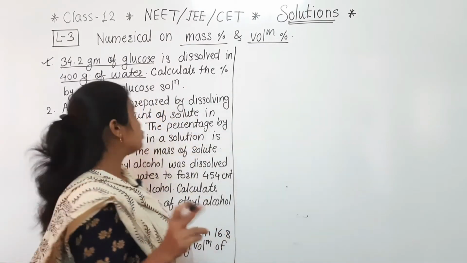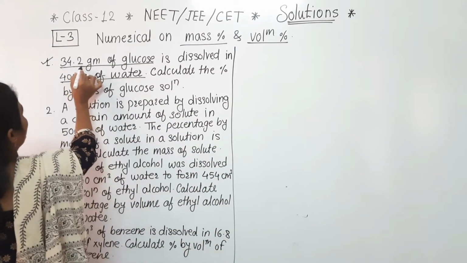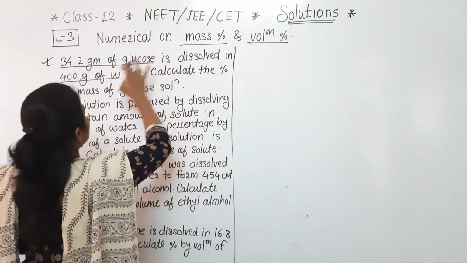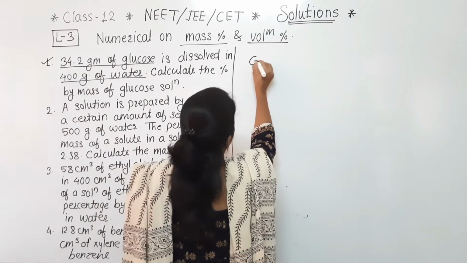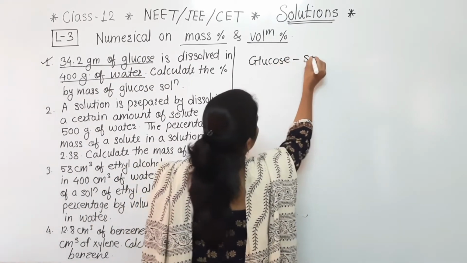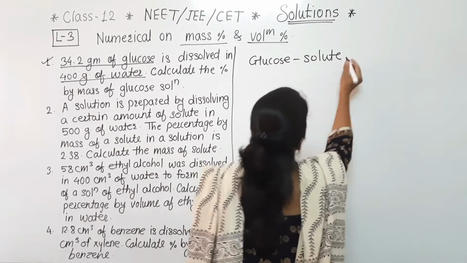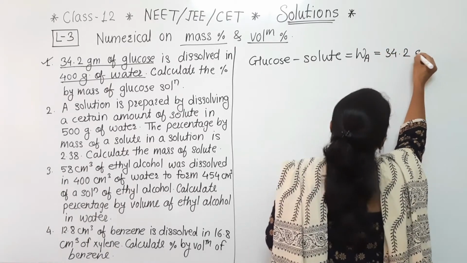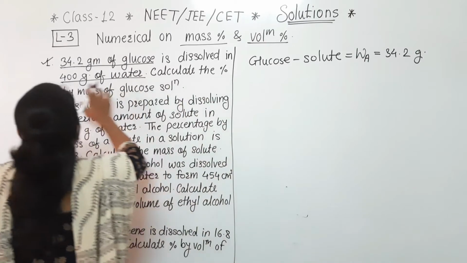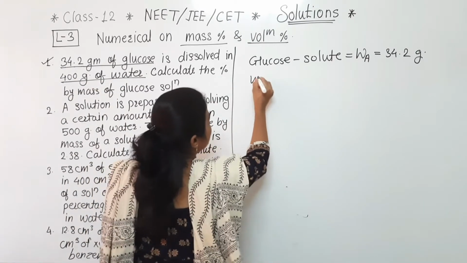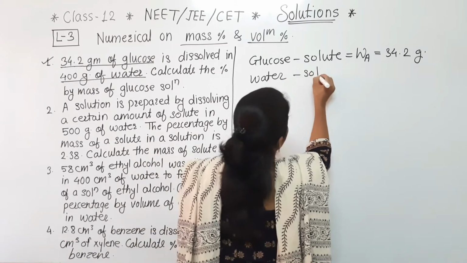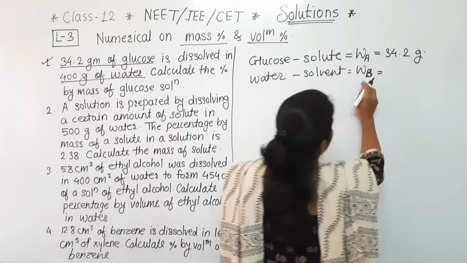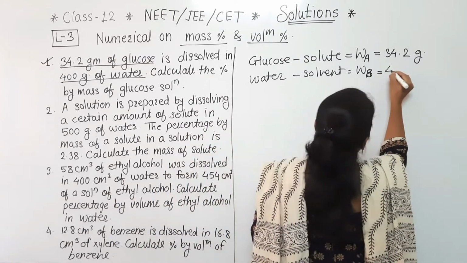So how to solve that? First numerical, 34.2 gram of glucose. As we have discussed the solute and solvent concept, here glucose is dissolved in water, so glucose is the solute. Glucose is the solute, and here they have given the mass of solute, which is denoted by the symbol WA. It is 34.2 gram. ठीक है. Next one, in 400 gram of water. The second word is water. Water is the solvent, and for the solvent we use the symbol WB. This is the mass of solvent, and it is 400 gram.